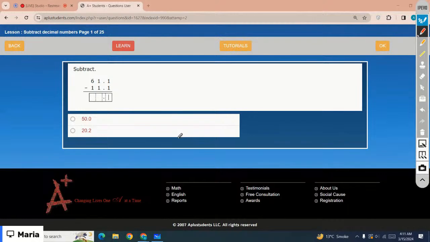One take away one is 0. Then again, one take away one is 0. Six take away one is 5. So that is 50.0, or 50. Option number one is the correct option, right? That is 50.0. Option number one is the correct option.